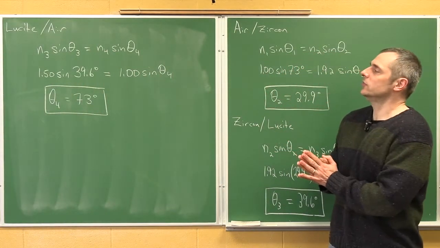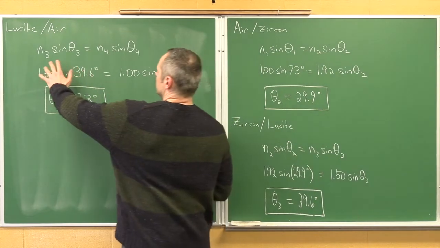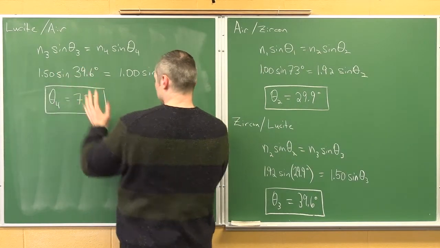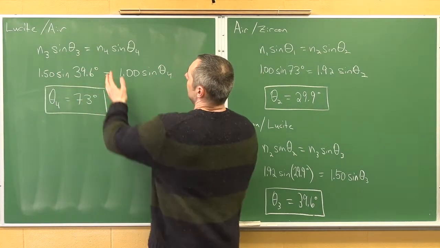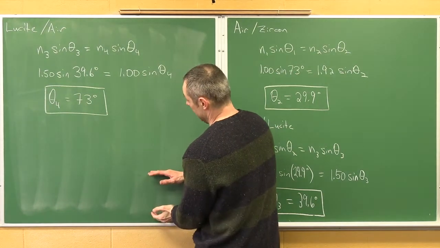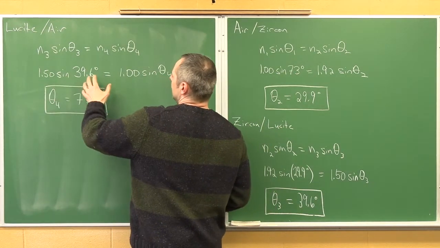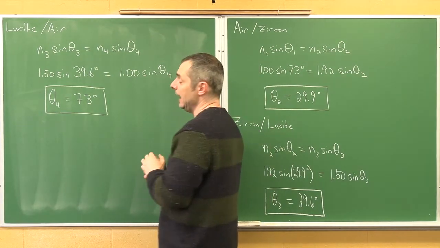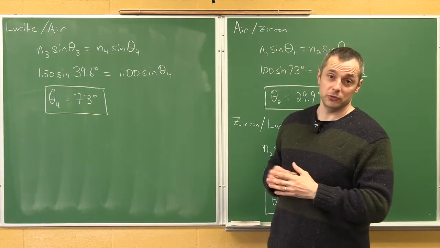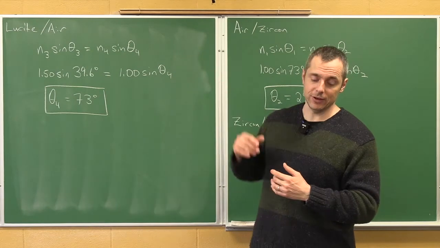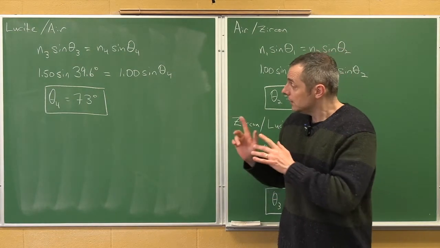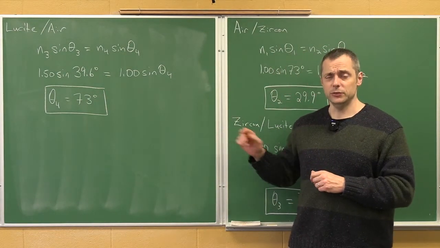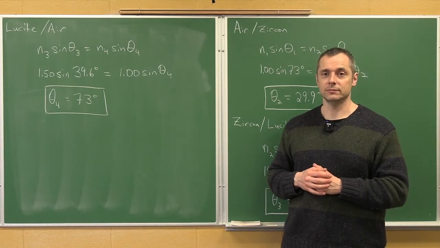Okay, so there it is. I do N3 sine theta 3. That was in the third layer of lucite, and then N4 sine theta 4, that's the air. Plug in the lucite data, the air data with the angle unknown, and we get the original 73-degree angle, as I mentioned, which was the original all the way at the top before any refraction occurred. So let me create a pause to give you a chance to copy this down.